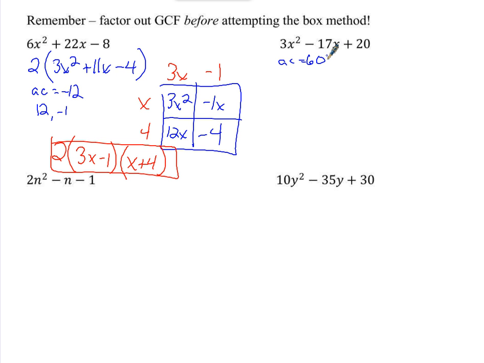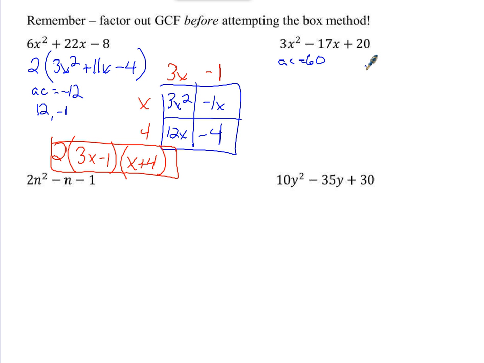is 60. So now what am I looking for? I need two numbers that multiply to give me 60 and add to give me negative 17. They both have to be negative, that's right, because they both are going to multiply to give me a positive. That means they're either both positive or both negative, but they've got to add to give me a negative number, so I'm looking for two negative numbers. That thought process makes picking these numbers a little bit easier.